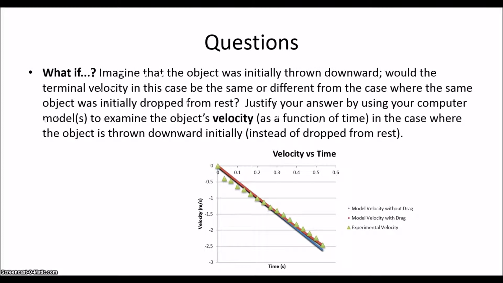Also, the ball would have a different terminal velocity if it was thrown down instead of starting from rest. Instead of starting the lines at the origin, the lines would begin further down on the y-axis. Once again, the acceleration would be constant.